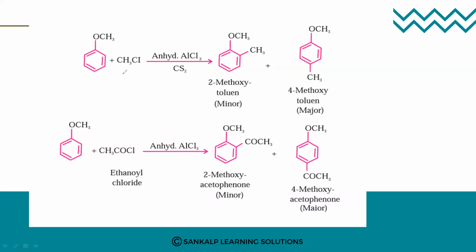When it is treated with methyl chloride in the presence of anhydrous AlCl3, what is obtained? Just see. 2-methoxytoluene is obtained, and so two products are obtained. One is an ortho product and one is a para product. Always the para product is the major product because there is no steric hindrance. Here you can see the bulkier groups are present close to each other, so this is the minor product.